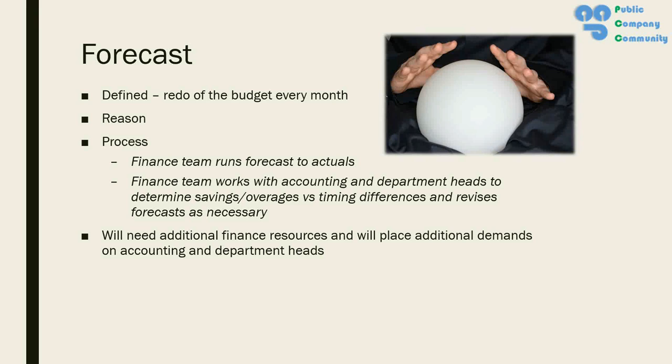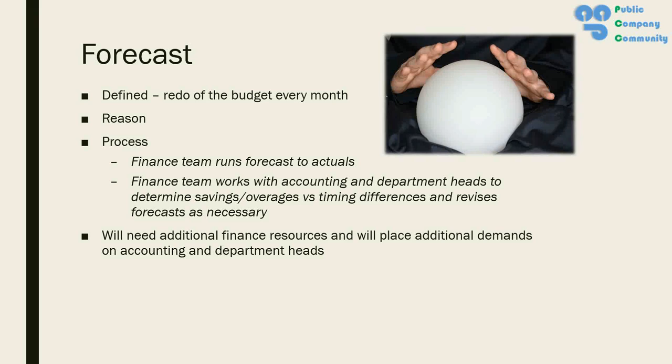Now, why do companies go through such a significant amount of extra work? The reason that companies do this is that the annual budget becomes stale surprisingly quickly. Companies take on originally unplanned projects, spending starts trending higher or lower, and sales start trending higher or lower.